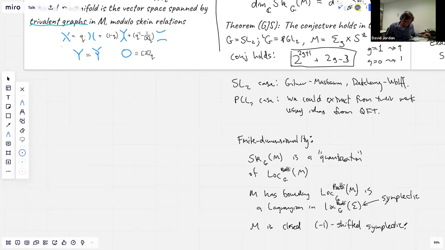I think that's all I'd like to say about the finite dimensionality itself, because it's necessary to state our conjecture, but I really want to focus on the Langlands duality for the rest of the talk.